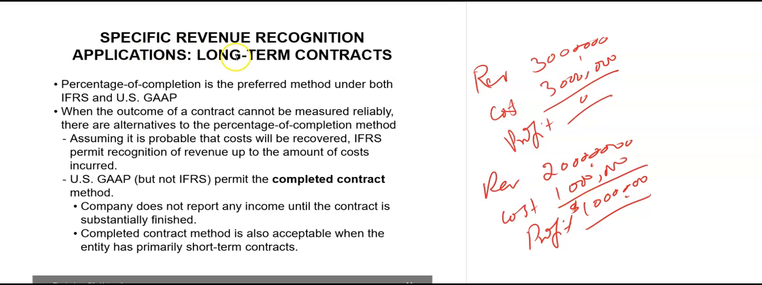Under the US GAAP, but not under the IFRS, a revenue recognition method used when the outcome cannot be measured reliably is the completed contract method. Under the completed contract method, the company does not report any income until the contract is substantially finished. The remaining cost and potential risks are insignificant in amount, although provisions should be made for expected losses.